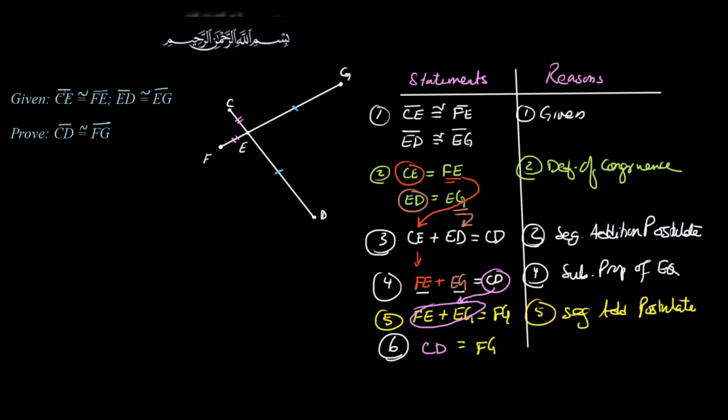It's like a play of hands, like a magician. FE is equal to EG, I'm just going to substitute over here, and I have CD is equal to FG. This thing is equal to that thing. Almost there. So step number 7, we can say segment CD is congruent to segment FG. Oh, I didn't say that over here. This is the substitution property. We can just say property of equality. And 7 over here is the definition of congruence.